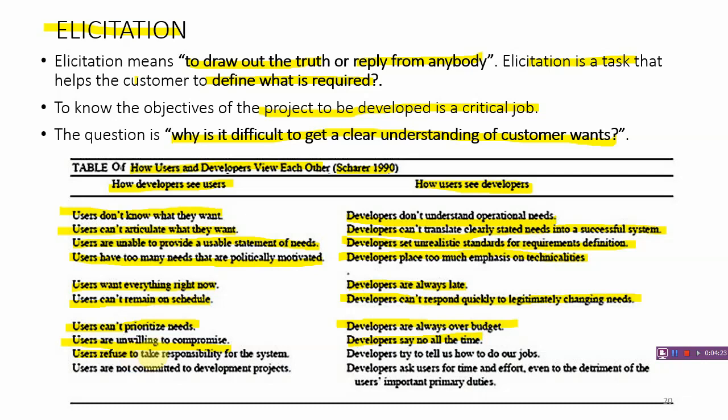Likewise, the developers think users refuse to take responsibility for the system, whereas the users think developers try to tell them how to do their job. The same way, the developers think users are not committed to development projects, whereas the user thinks that developers ask users for time and effort, even to the detriment of the user's important primary duties.